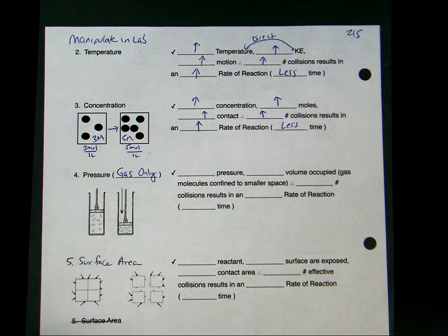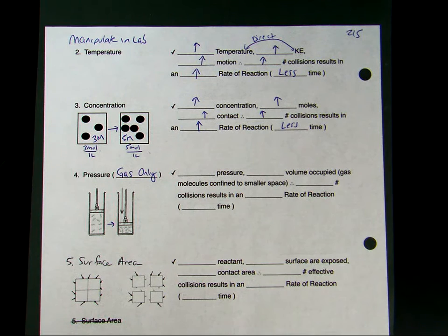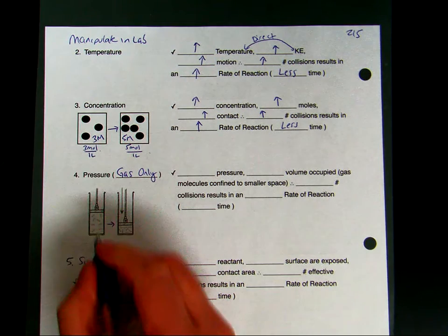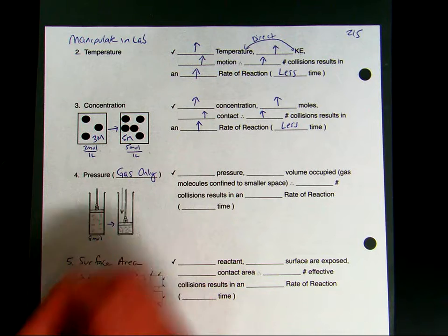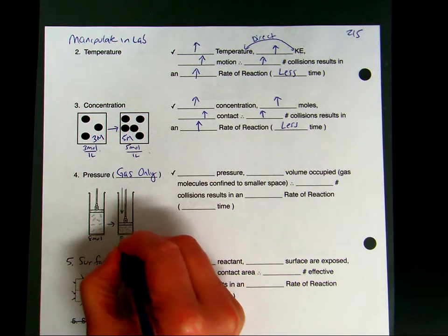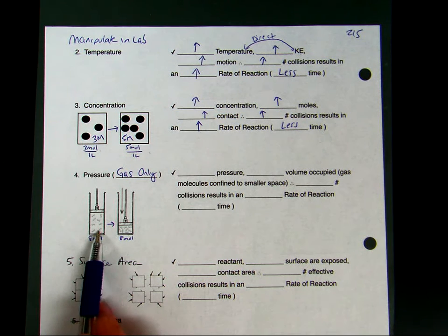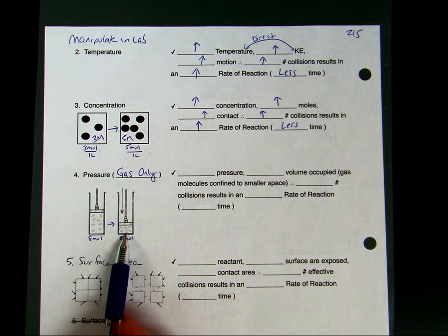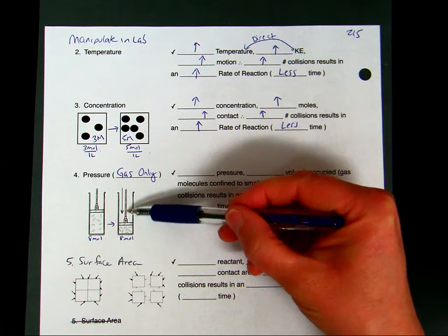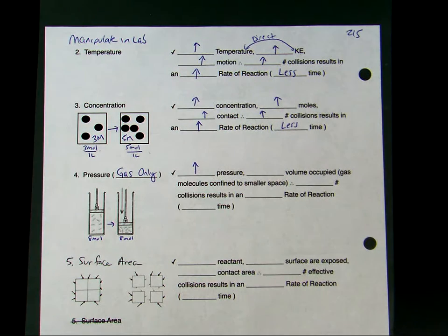Okay, so take a look at my picture here. From picture 1 to picture 2, if I count the molecules super carefully in this first picture, I have 8 moles of molecules. And in the second picture, I also have 8 moles of molecules. The difference between picture 1 and picture 2 is that this piston was pushed down, which creates an increase in the pressure of the system.